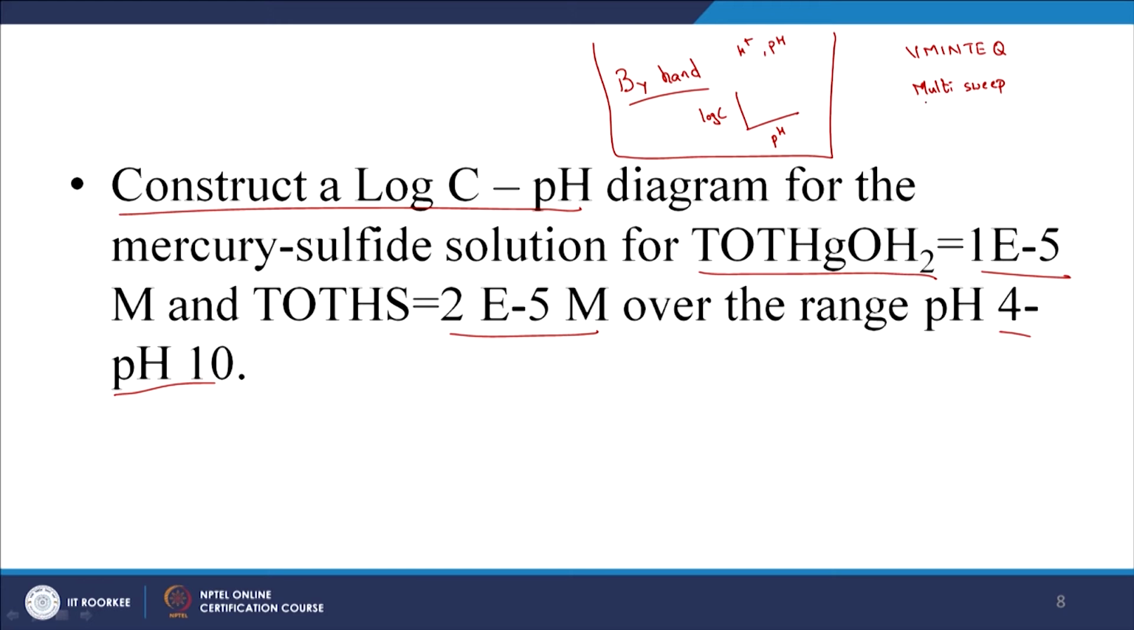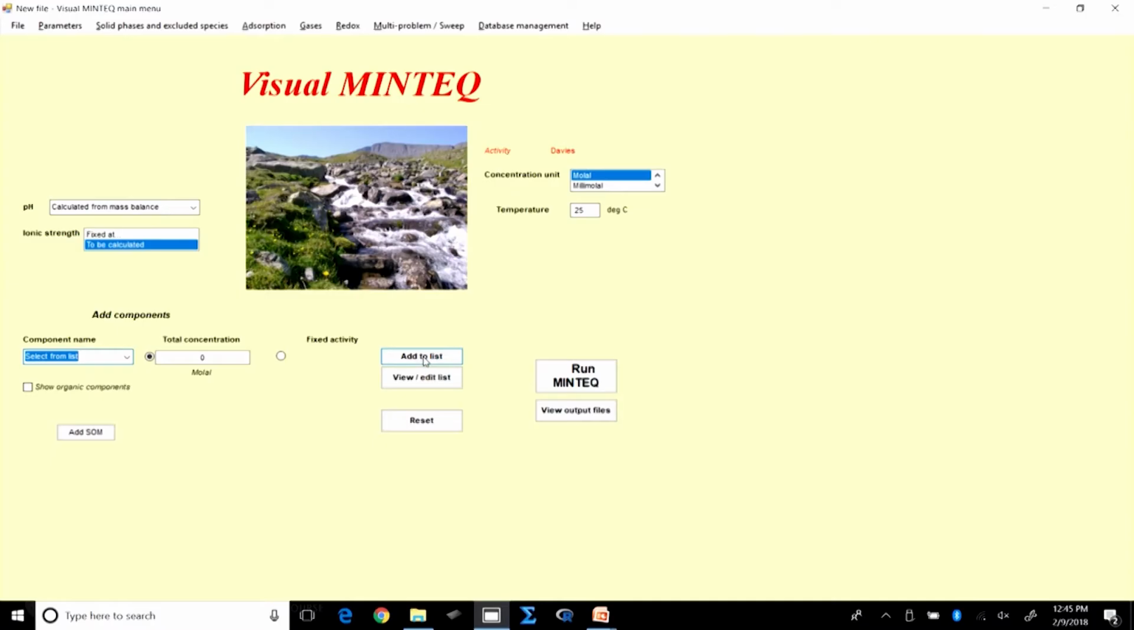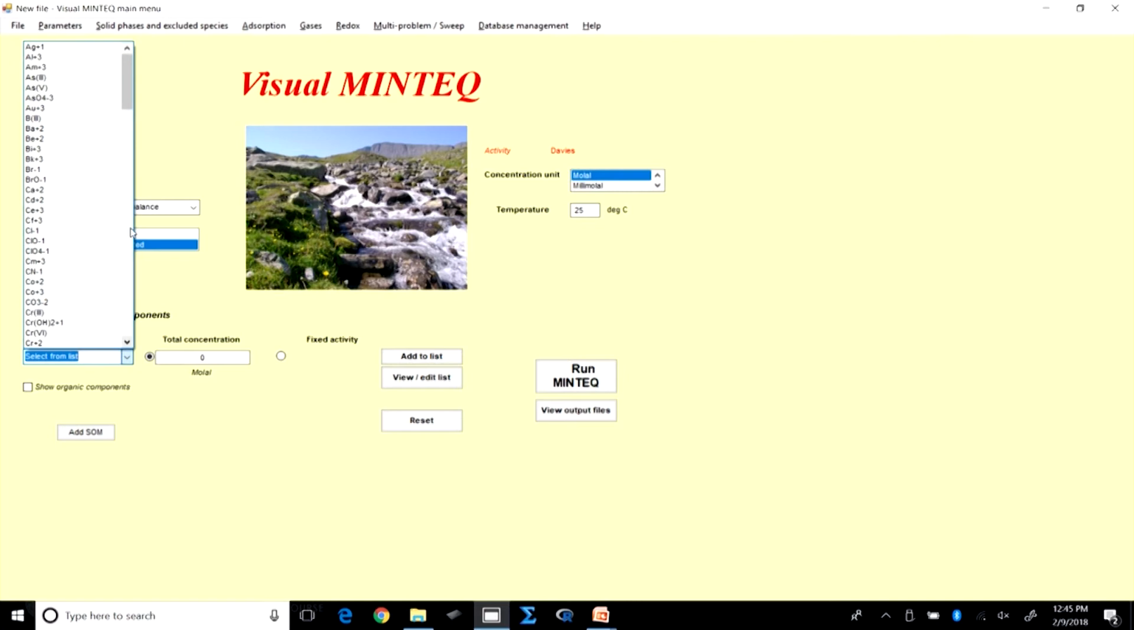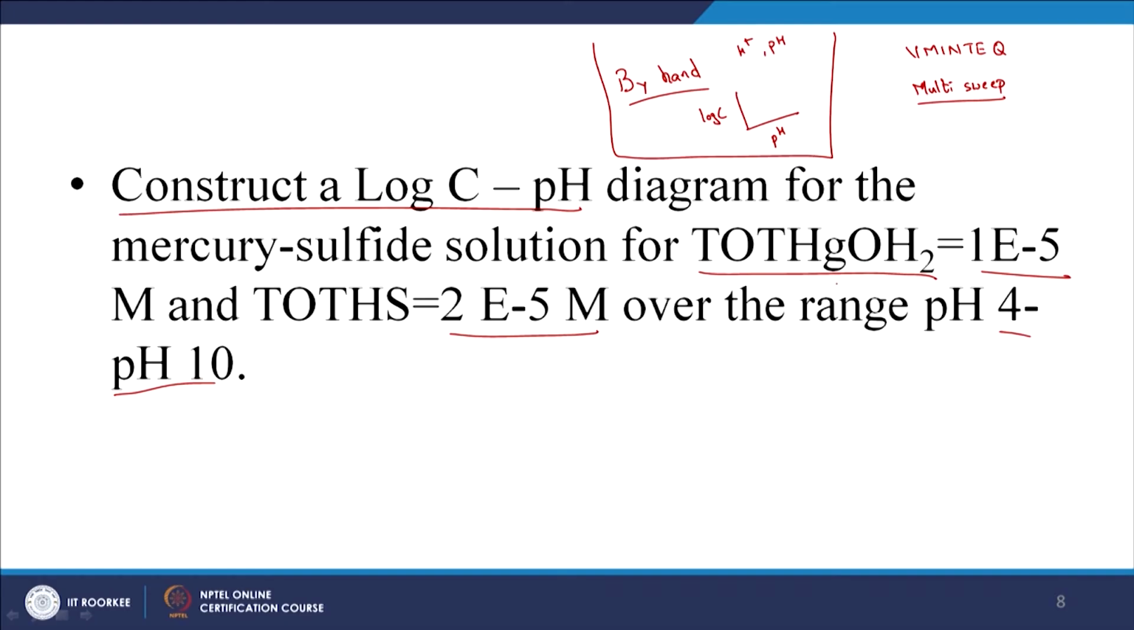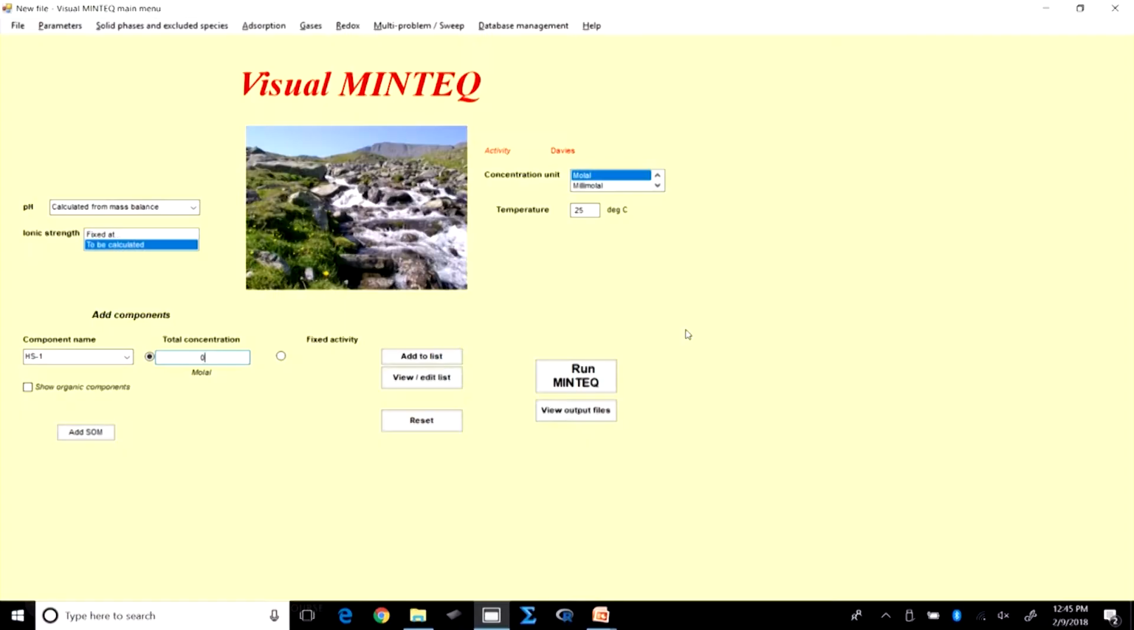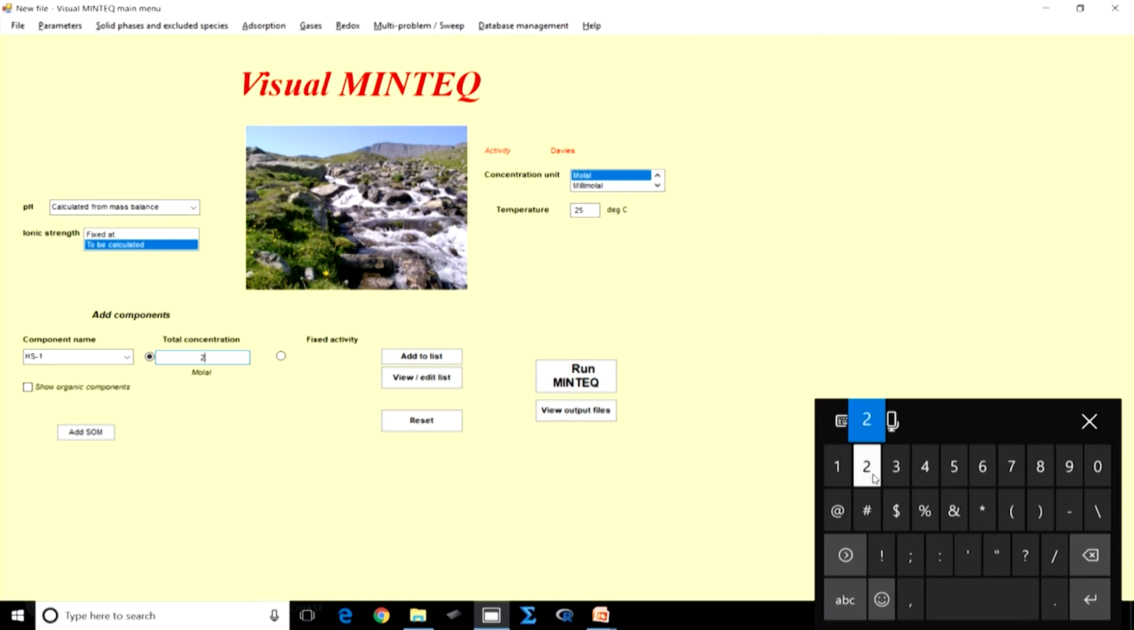Let's see where we are up to. Here the question says we have total HgOH twice as 10 power minus 5 molar and HS as 2 into 10 power minus 5 molar. So let's switch to VMinteq here. The components are HS minus. What's the concentration of that? HS minus is 2 into 10 power minus 5. So we need to write that here, molar, and here it's going to be 2E minus 5. VMinteq will take that as 2 into 10 power minus 5. So add that to the list.